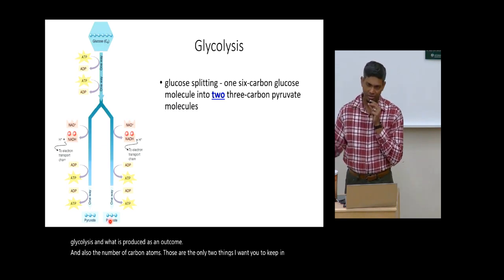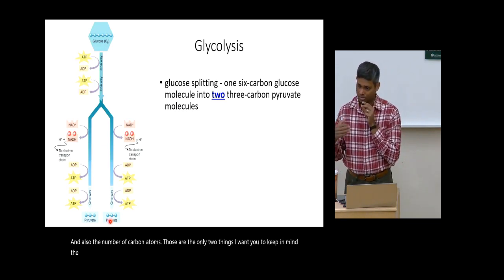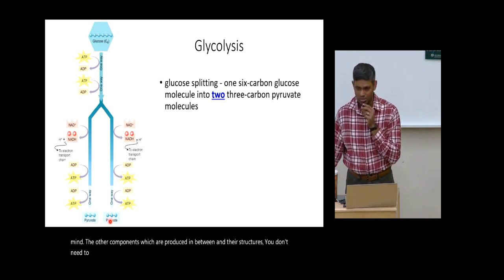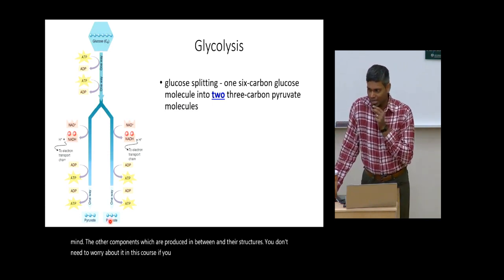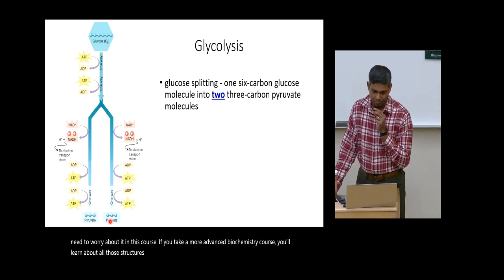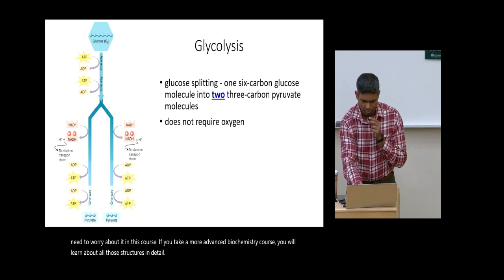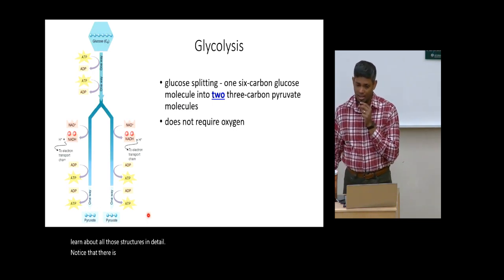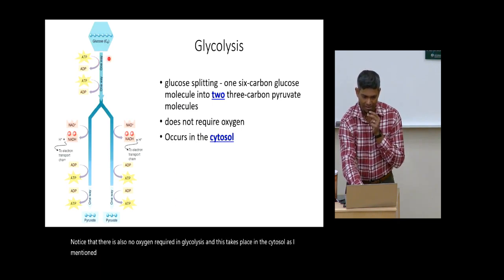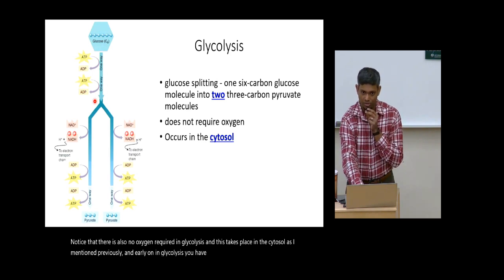The other components which are produced in between and their structures, you don't need to worry about in this course. If you take a more advanced biochemistry course, you will learn about all those structures in detail. Notice that there is also no oxygen required in glycolysis, and this takes place in the cytosol, as I mentioned previously. And early on in glycolysis, you have 2 ATP molecules being used up.